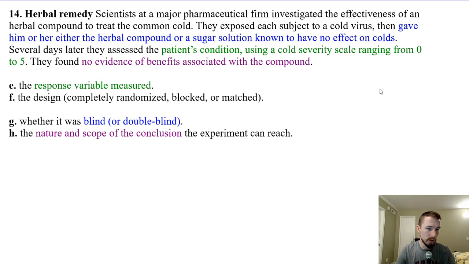The nature and the scope of the conclusion. Was this an experiment with random assignment, or merely an observational study? If we did randomly assign the treatment groups, then we could actually prove a causal relationship. But if you look at their conclusion, there was no evidence of benefits associated with the compound. So basically we would be able to conclude that the herbal compound was not effective at treating the cold virus. That would be our conclusion.